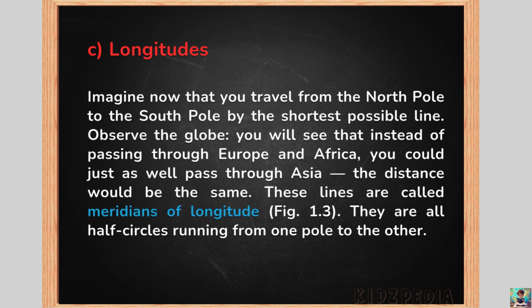Longitudes. Imagine now that you travel from the North Pole to the South Pole by the shortest possible line. Observe the globe. You will see that instead of passing through Europe and Africa, you could just as well pass through Asia. The distance will be the same. These lines are called meridians of longitude. Figure 1.3. They are all half circles running from one pole to the other.